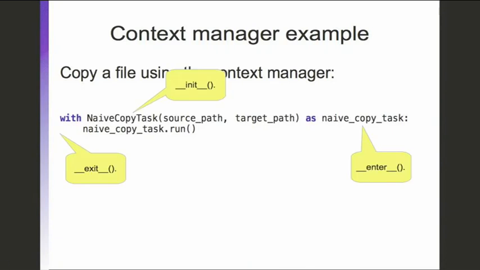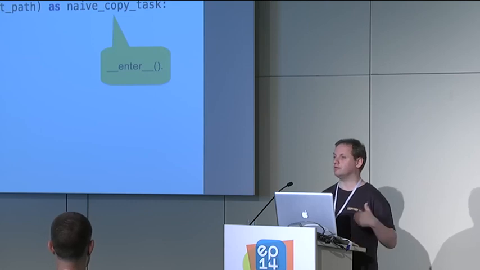What's happening here? The with clause basically calls the init function at the part where you create the object. Once you assign it to a variable, it calls the enter function and assigns the result of enter to the variable. And once the whole with clause ends, it calls the exit function. That's basically what context managers do. And I think it's a very simple way to not bother much about giving back resources.